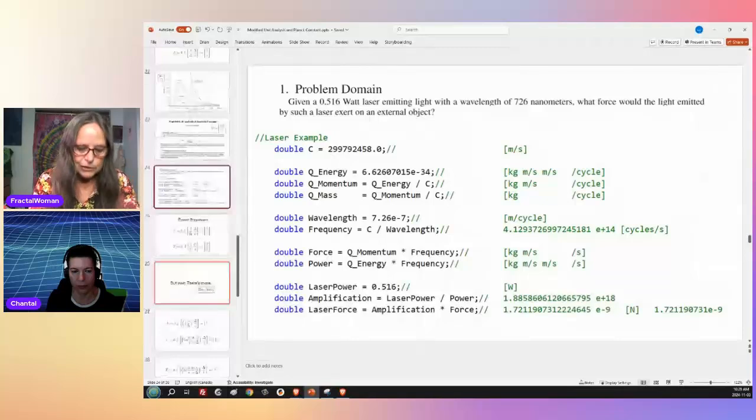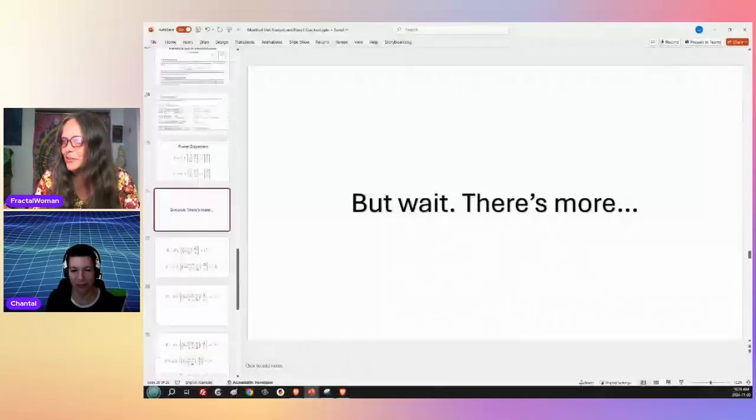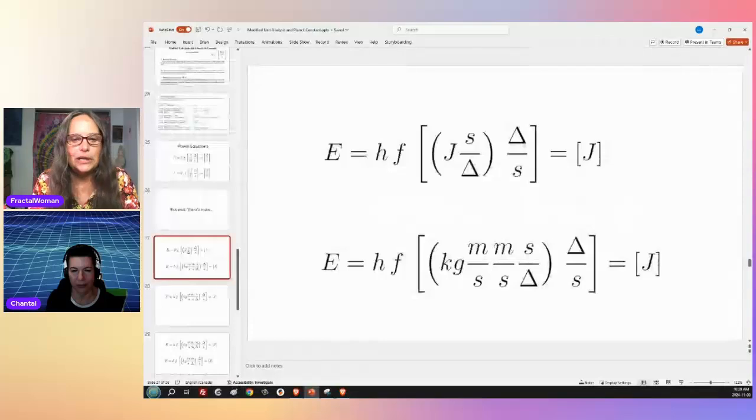So that's the power. That's how I use unit analysis. But wait, there's a little bit more. Now we're going to split up this joule into kilogram meters per second, meters per second. I like to write units like this. I don't like meters per second squared. It's easier to cancel things this way. I do it more redundantly, but I just like to write it this way, and I do that in my code as well.